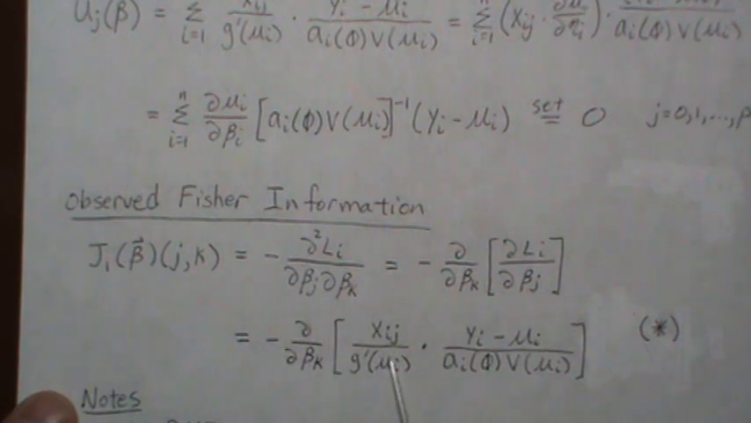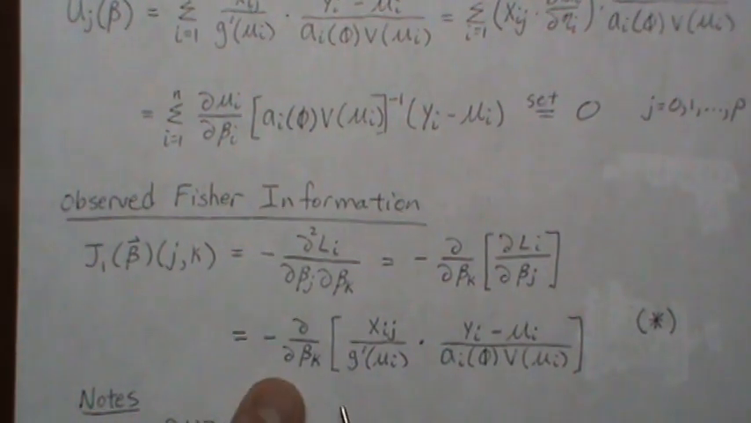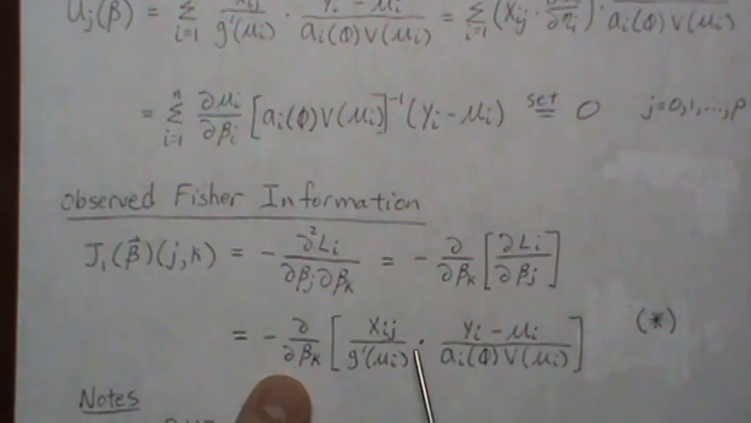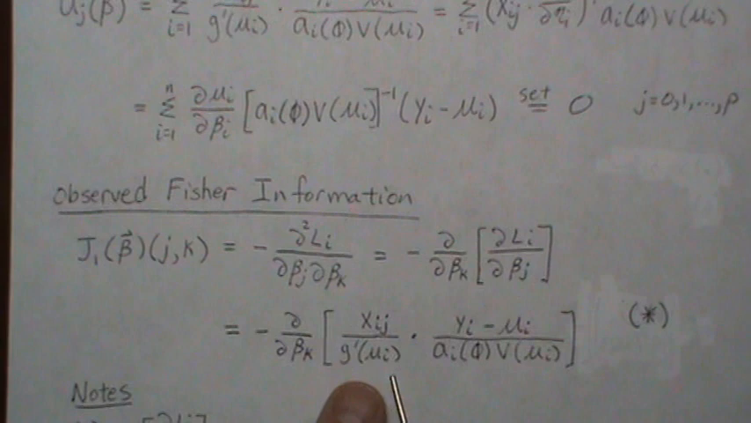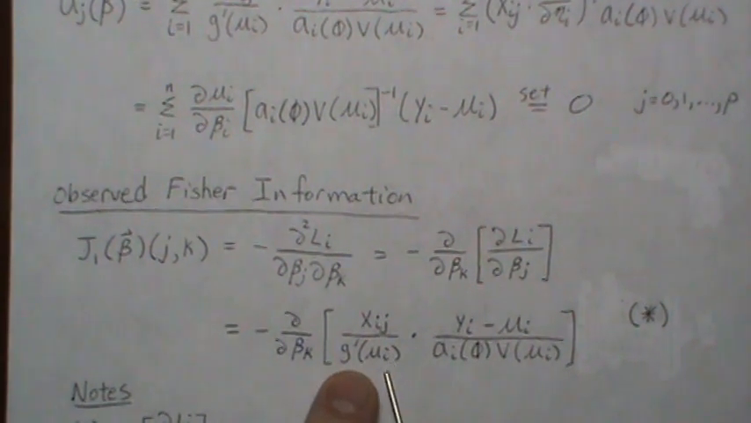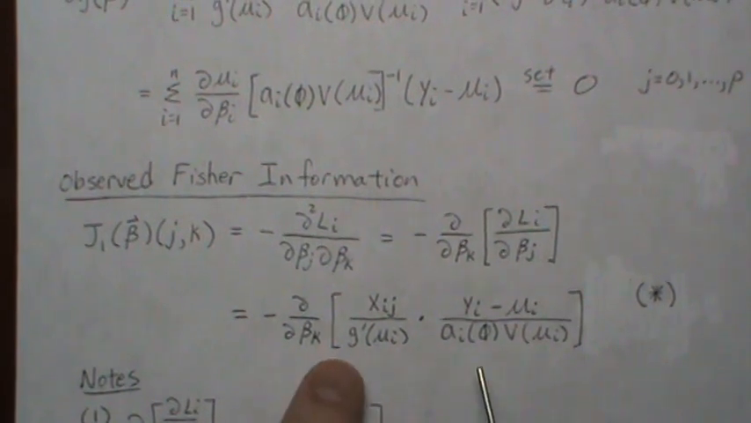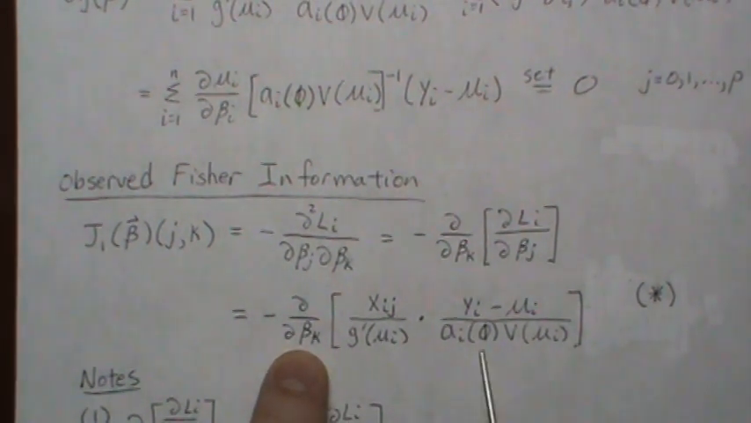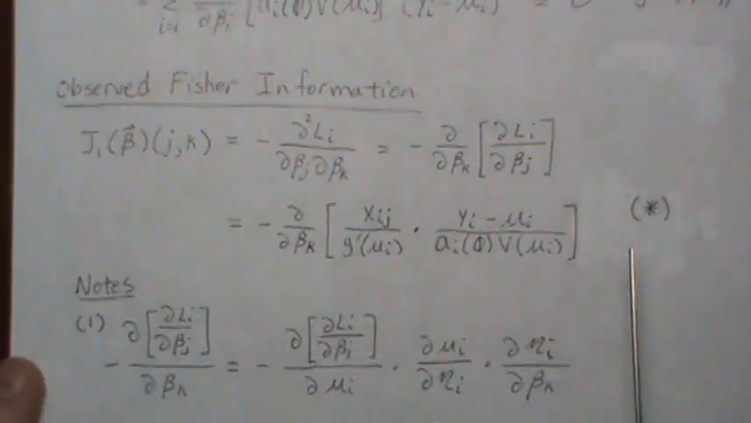And now I'm going to call this step star, because taking the partial of this with respect to beta k, we'll have to use the multiplication rule. This times the derivative of this plus the derivative of this times that. But there are no betas in here, so we're going to have to use some sort of chain rule. And this is it.